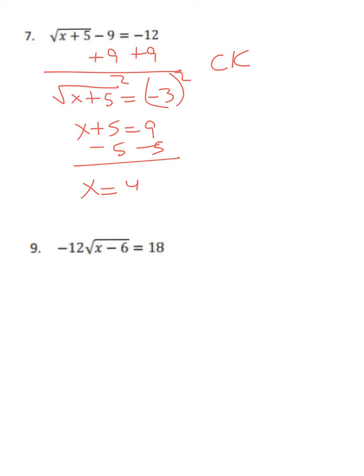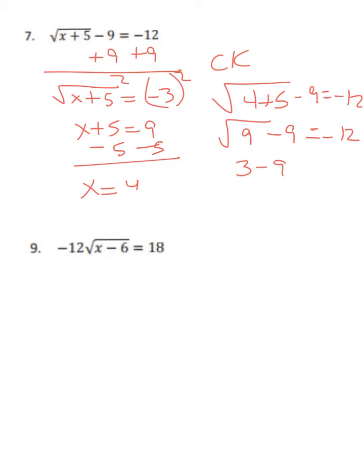Go back and do the check here. Square root of 4 plus 5 minus 9. Let's get an eraser here, and I'll get rid of some of this up there. Okay, back to writing. Minus 9 has to equal -12. This is the square root of 9, minus 9 equals -12. Square root of 9 is 3. 3 minus 9 equal negative 12. And of course, negative 6 does not equal negative 12. So, no solution.